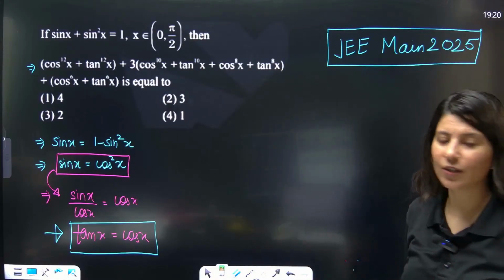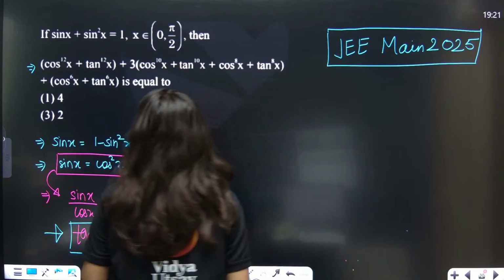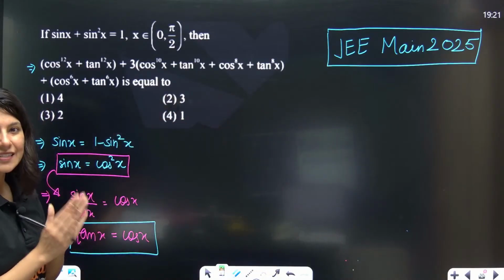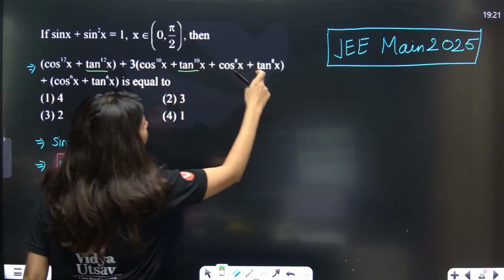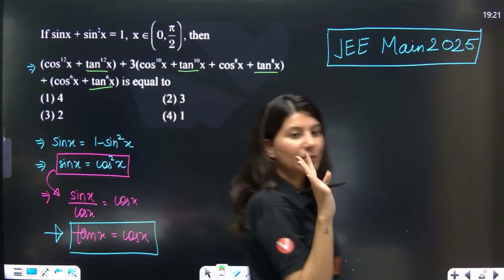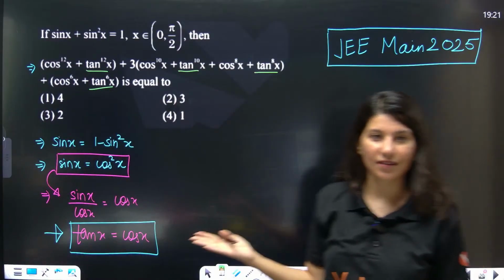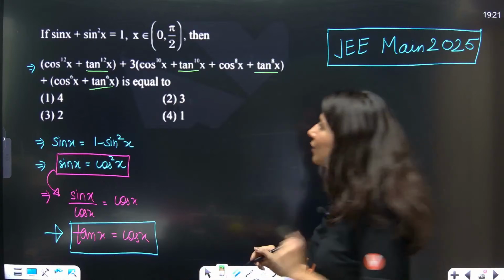Yash is saying answer 2A. Let's see, tan x and cos x are equal, so let's use it. If tan x and cos x are equal, then this tan x, this tan x, and this tan x, everything will get replaced and it will become cos x. Cos is cos, tan is also cos. Shall we do it?